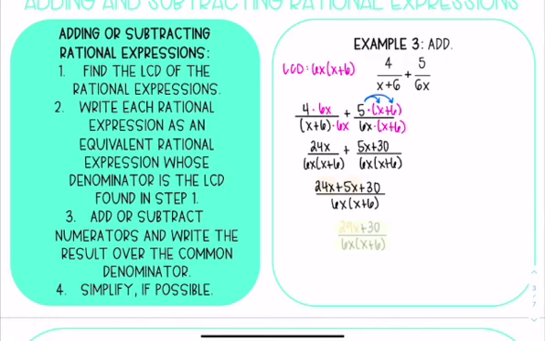And now we can combine like terms. We have 24x and 5x we can combine, which gives me 29x plus 30 all over the LCD, which is 6x times x plus 6. Now that you've simplified, you just want to make sure that you can't simplify any further. And so, we can't factor the top any more than what's already written there. So this is going to be your final answer.